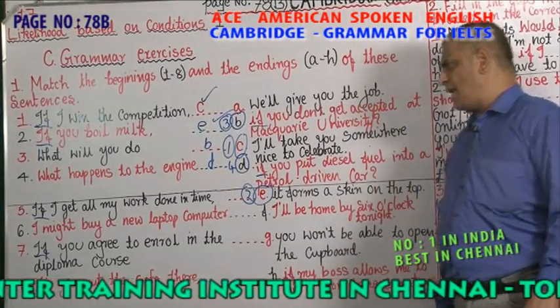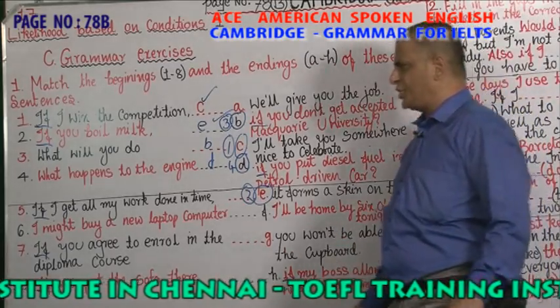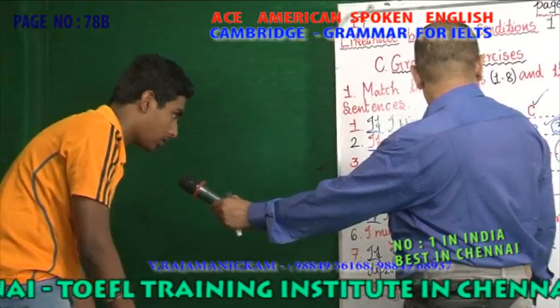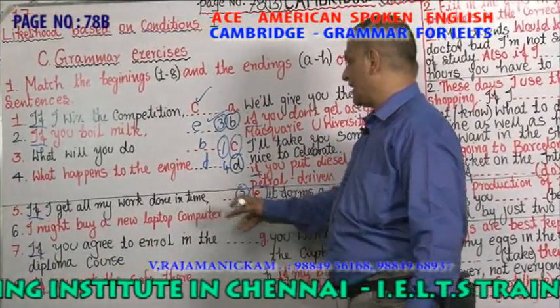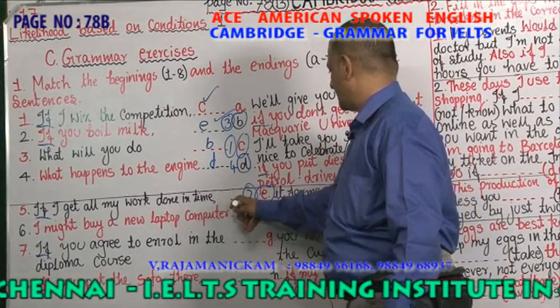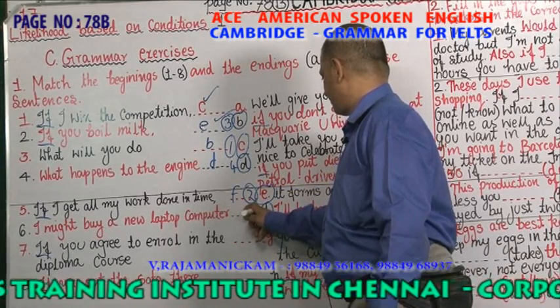If I get all my work done in time. What is the answer, sir? F. I'll be home by 6 o'clock tonight. If I get all my work done in time, I'll be home by 6 o'clock tonight. So F. For 5 it is F, right? 5.